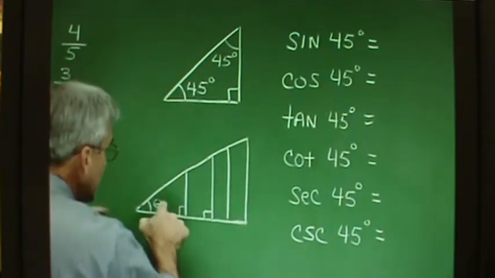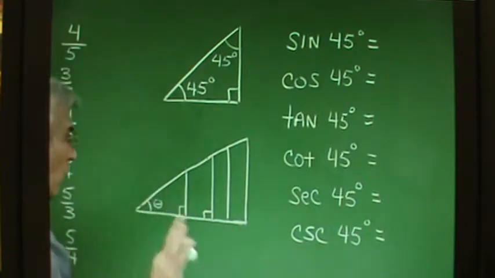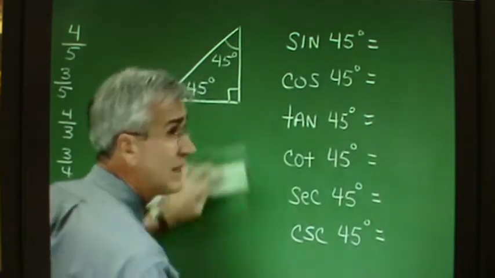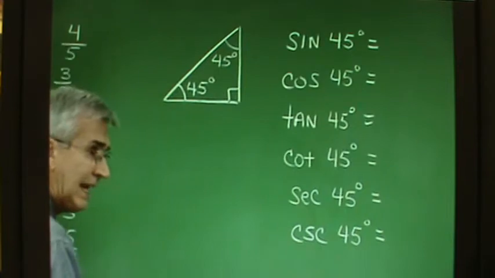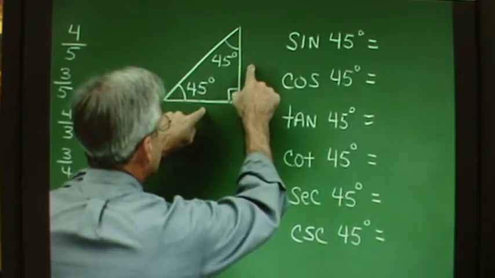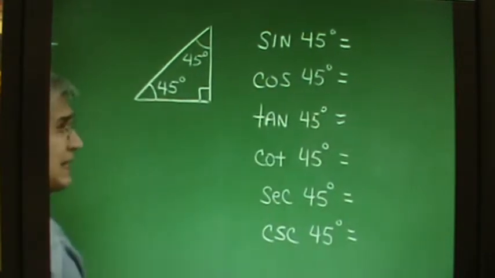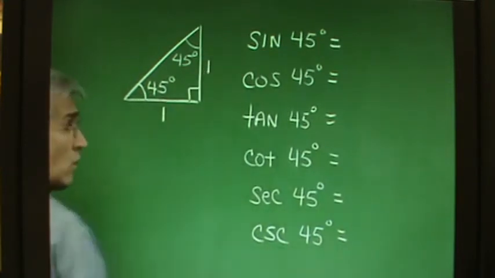But as long as this angle stays the same, then this situation is true. Now that's important here because of the way that we are going to determine the sides of our right triangles. Now, if it doesn't make any difference how long these sides are, then I want to make this as simple as I possibly can. So I'm just going to make this side length 1, and this side is therefore length 1.